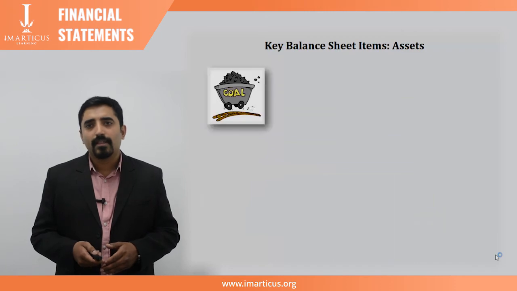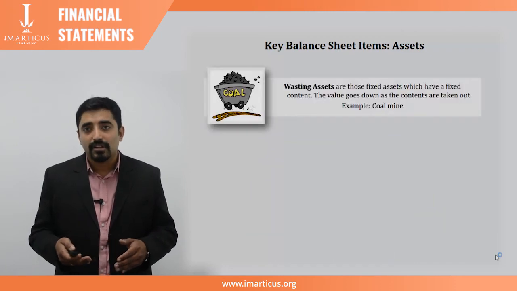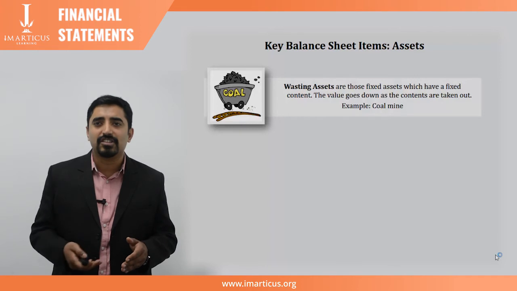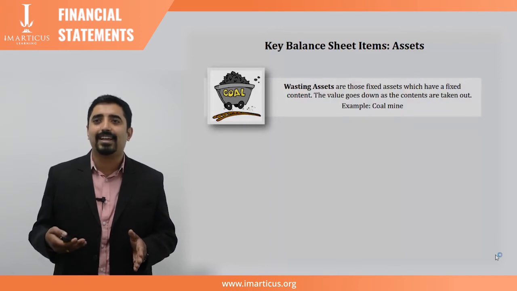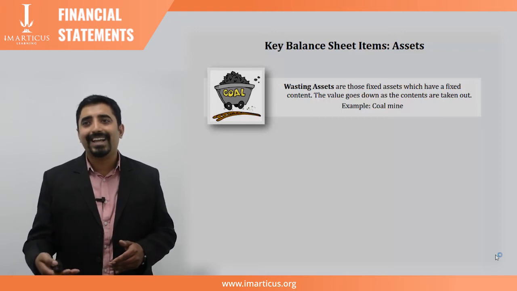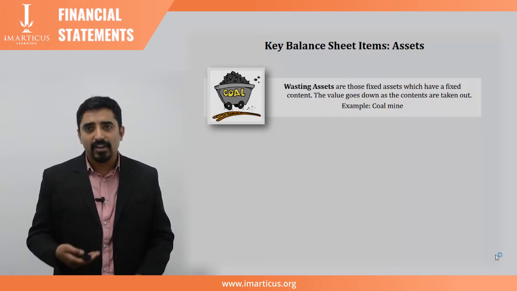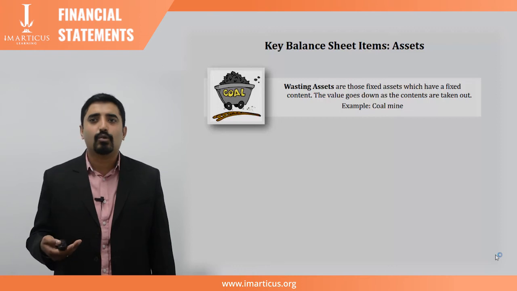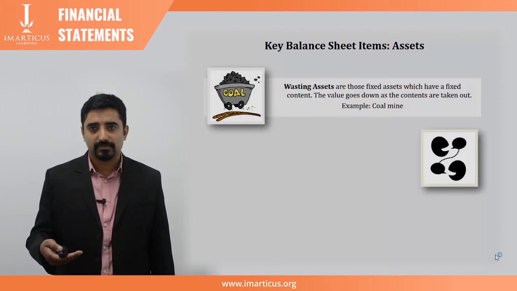Continuing on, let's talk about wasting assets. Wasting assets are those fixed assets which have a fixed content, like coal in a coal mine. The value goes down as the contents are taken out. When the minerals have been taken out, the coal mine becomes useless.